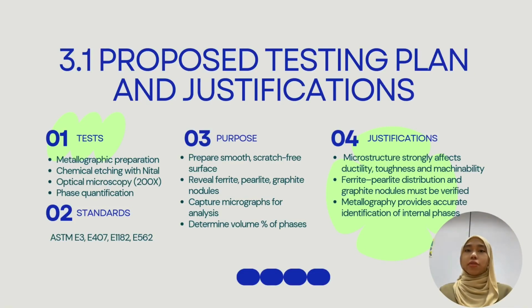Features such as the ferrite-pearlite ratio and the shape of the graphite nodules directly influence strength, ductility, and machinability. Metallography is therefore the most reliable method to confirm whether the material meets its expected classification and performance.